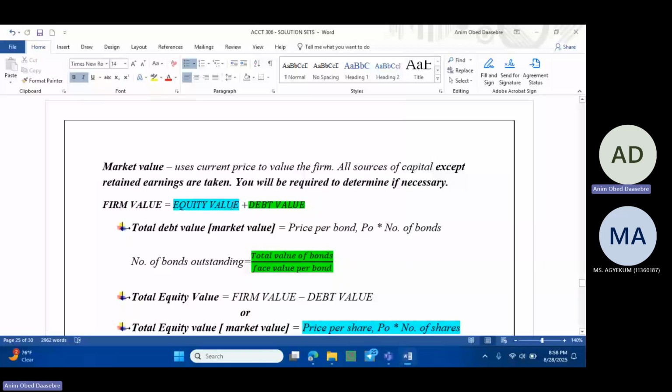So to find your total value of debts using the market value approach or method, it is the price per bond times the number of bonds outstanding. Number of debt bonds outstanding.